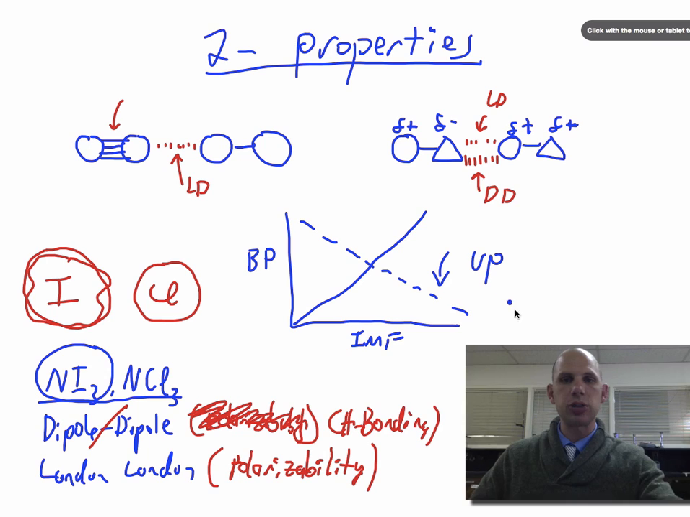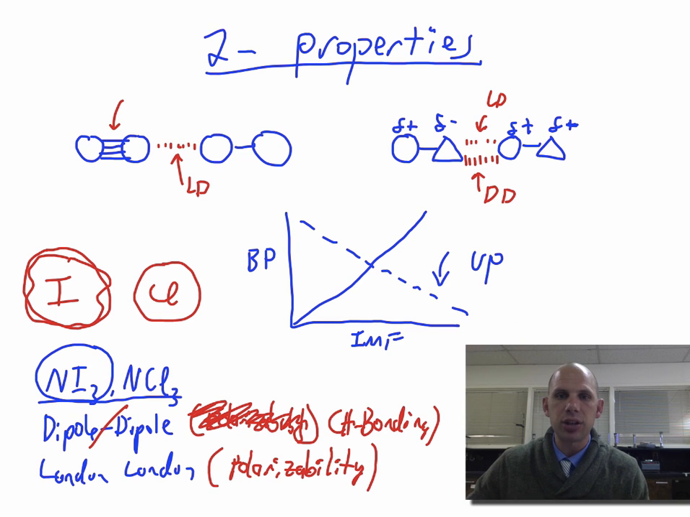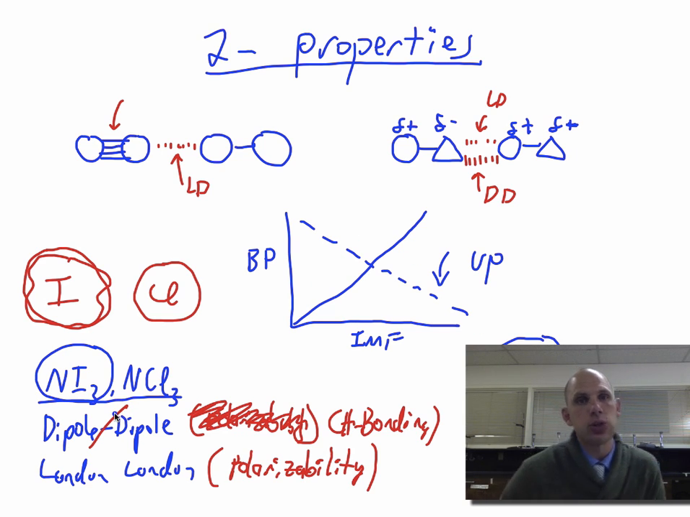Now let's look at a different situation here. Let's say we had NH3 and NF3. In this case, a very similar situation. They're both polar. Okay? So they both have London and dipole-dipole. Well, in this case, though, this has hydrogen bonding. So the dipole-dipole is strengthened.